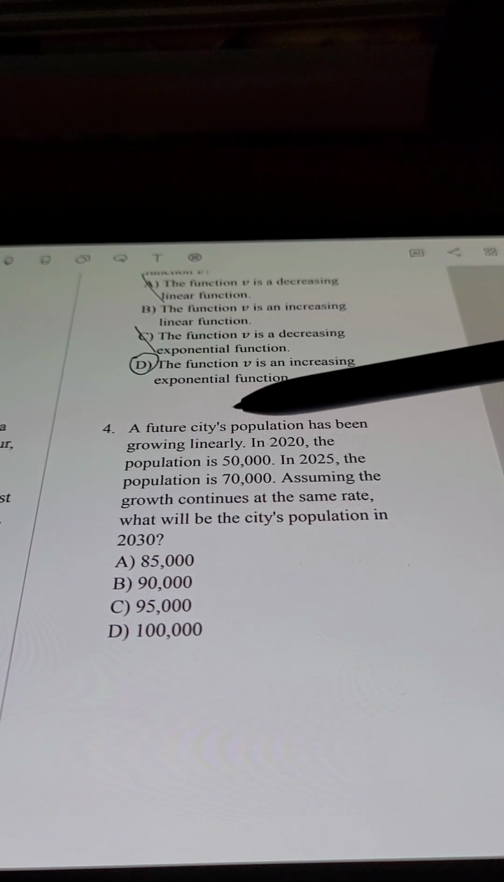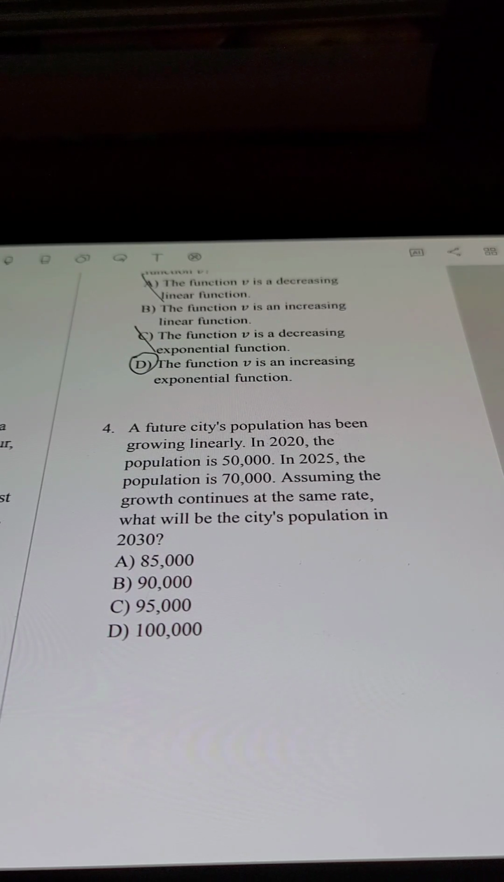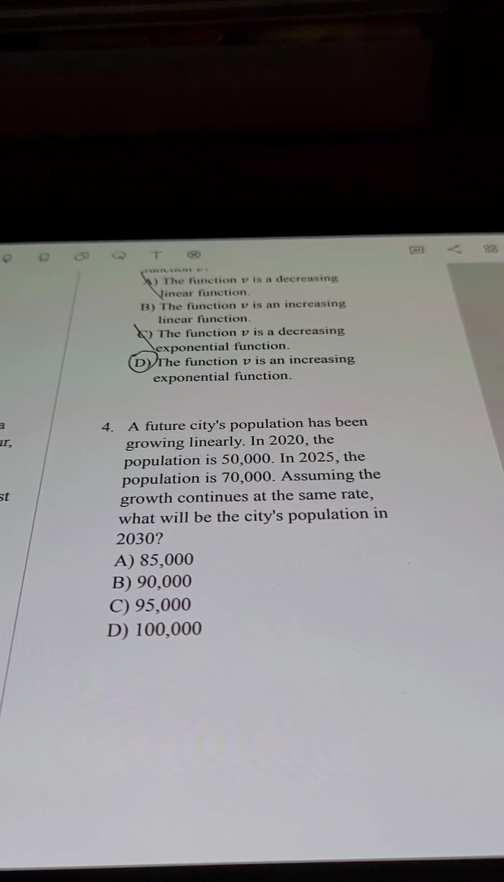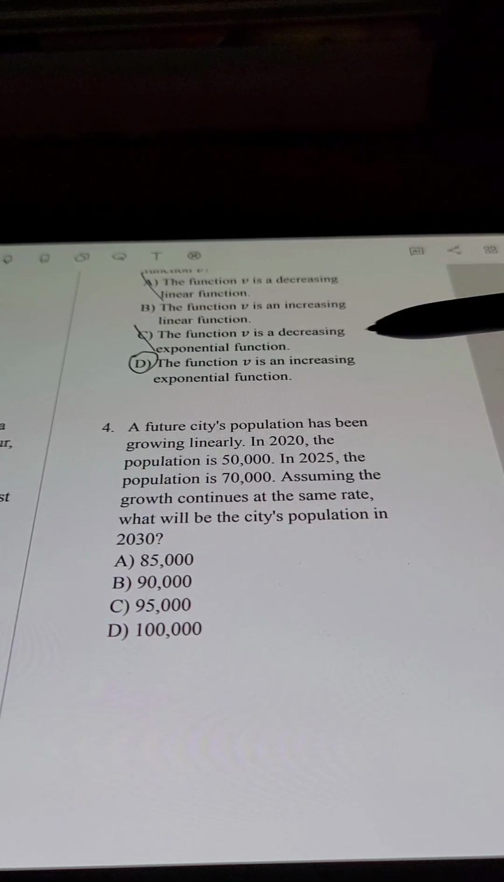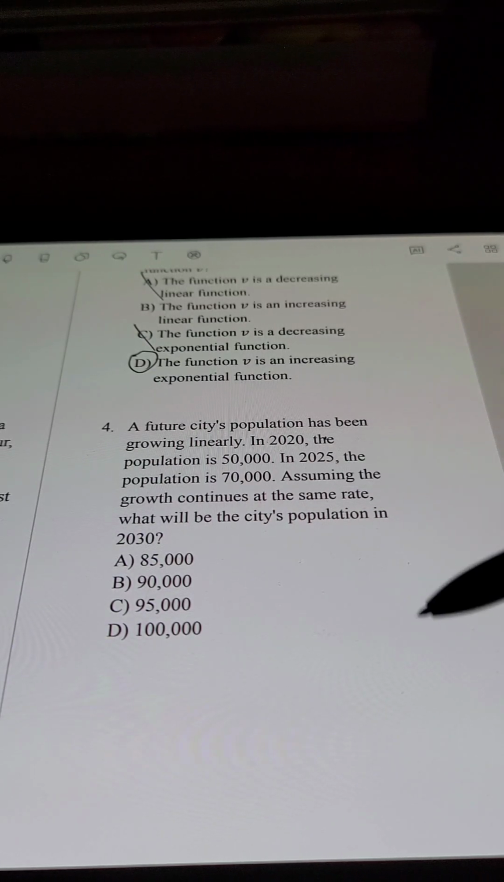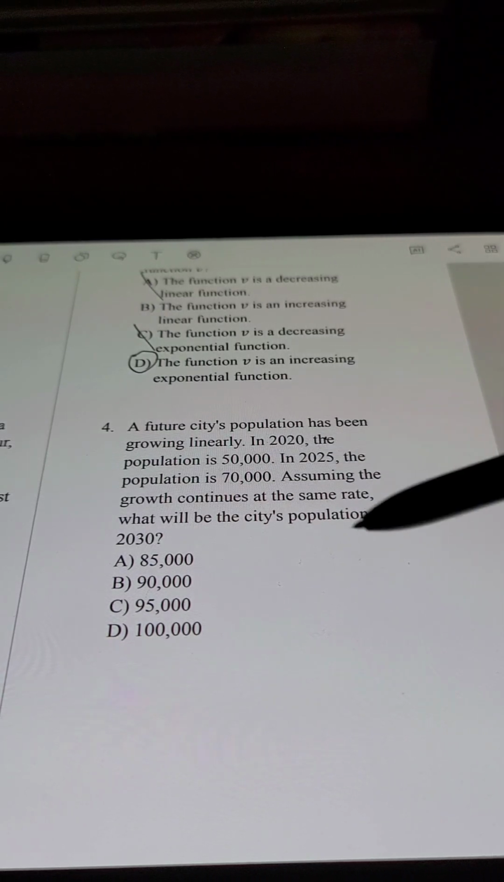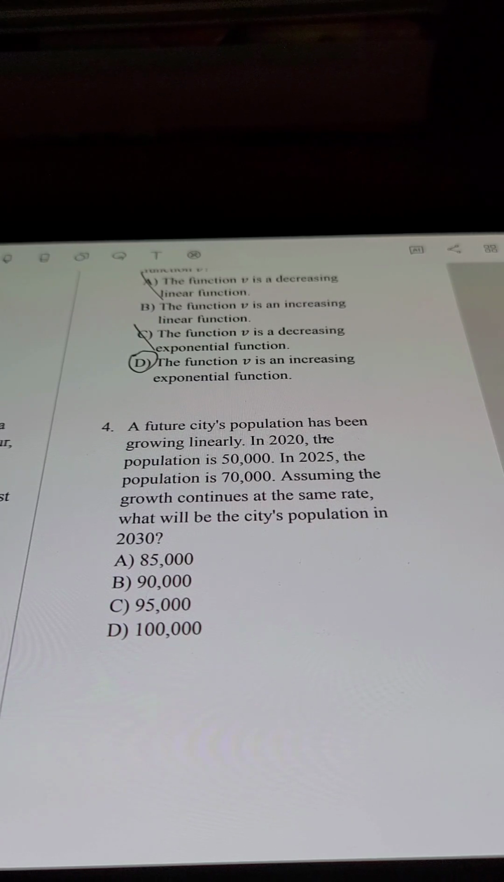And I know that because it says growing linearly, so I know right away that means I have to add or subtract something. If it's growing, I add to make it bigger. Exponential would mean that I have to multiply by something. So I'm going to say that I'm adding 20,000 every 5 years. So to get from 2025 to 2030, that's another 5 years, meaning I have to add another 20,000. So 70,000 plus 20,000 is going to give me 90,000. So the answer would be B.